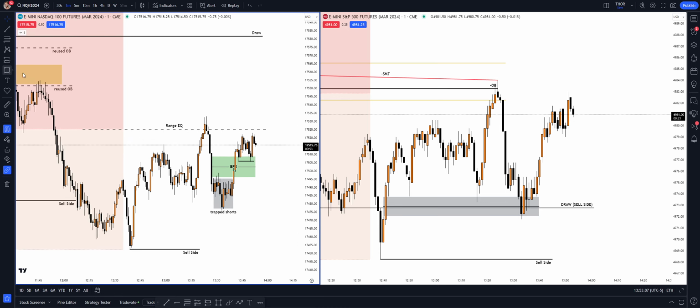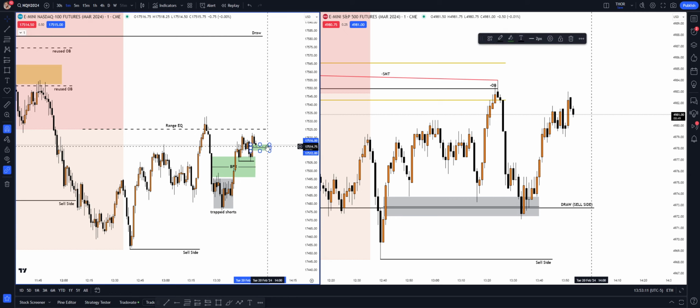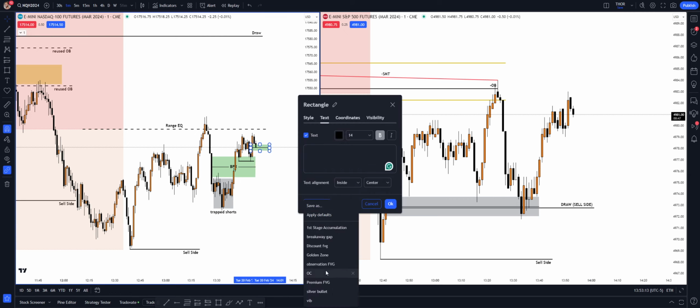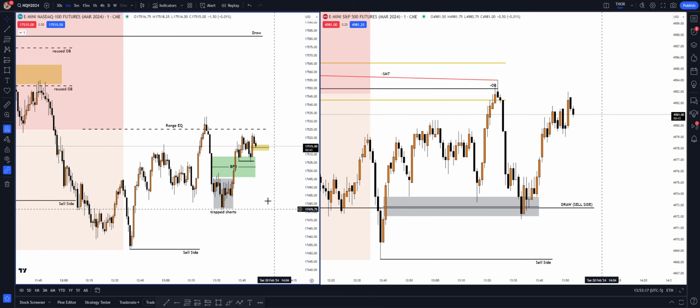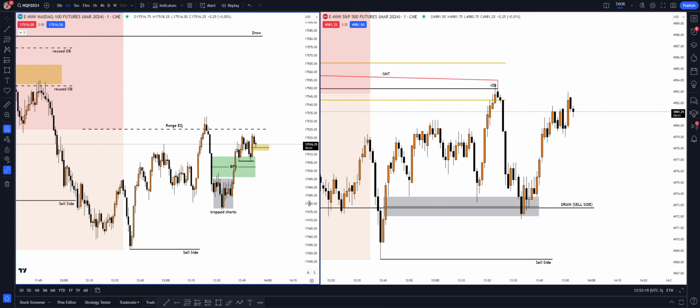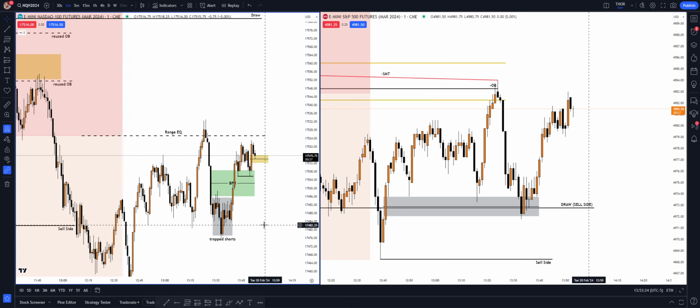Now we are trading into that fair value gap. I'm really expecting this to hold the price. It shouldn't really go to the lower portion of this fair value gap if it wants to rally.